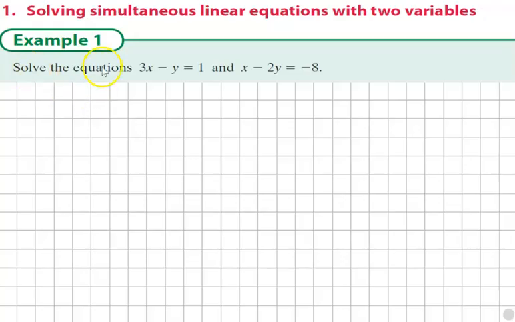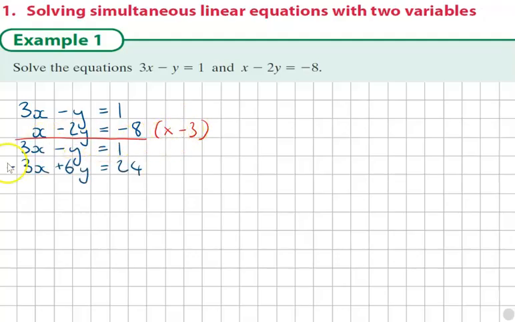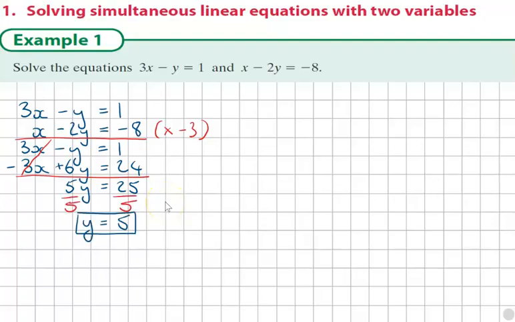Example 1: solve the equations 3x minus y equals 1 and x minus 2y equals minus 8. So we write down our equations. I'm going to multiply the second line by minus 3 so that I can eliminate the x's. So my second line becomes minus 3x plus 6y is equal to 24. My x's cancel. I'm left with 5y equals 25, so y is equal to 5.